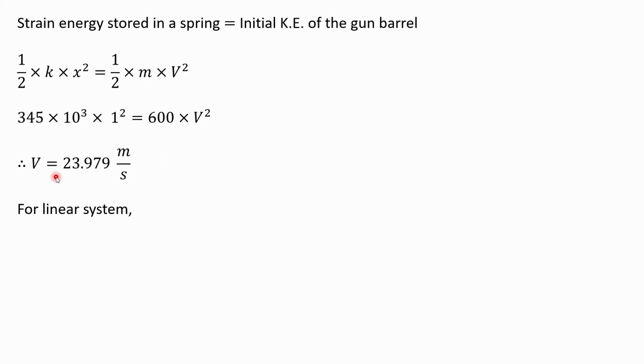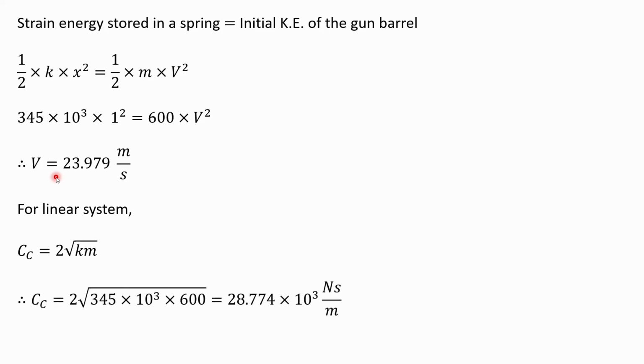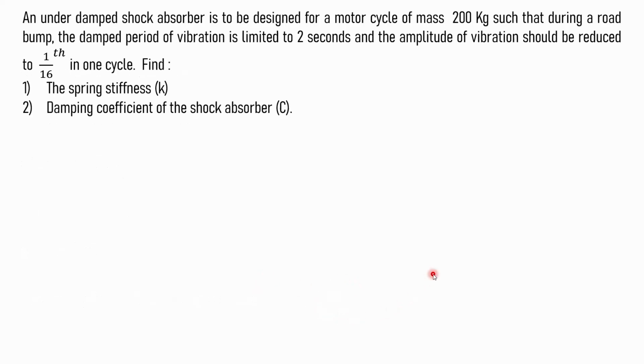Now for a linear system, critical damping coefficient is given as 2 square root of k multiplied by m. Substitute the values. Value of k is 345 into 10 raised to 3 and mass is 600. So Cc will be equal to 28.774 multiplied by 10 raised to 3 Newton second per meter.